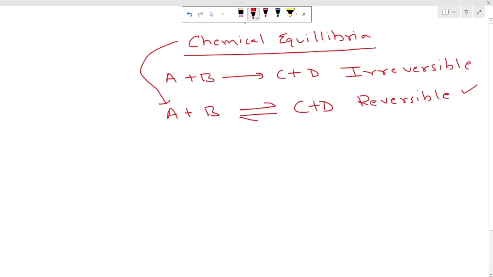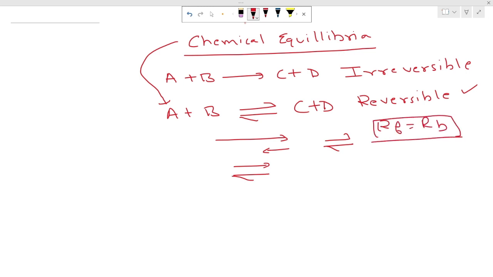In this reaction, initially the rate of the forward direction is greater than the rate of the backward direction, but there comes a point at which the rate of the forward direction becomes equal to the rate of the backward direction. We denote it by the reversible sign. At this stage the concentrations of the reactants and products become constant. So the concentrations of reactants and products won't change when the reaction reaches equilibrium.